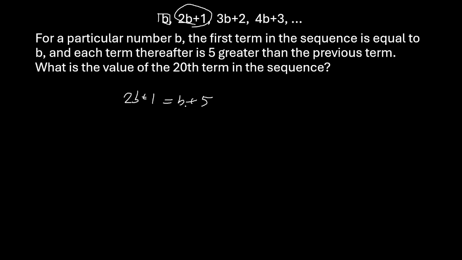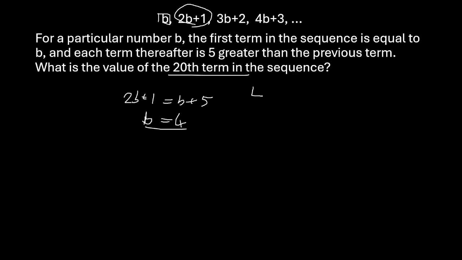Now again we have an equation. Subtract b, that would be b here. Subtract this one, that would be 5 minus 1 is 4. B equals 4. Okay, what's the question? What is the value of the 20th term in the sequence?